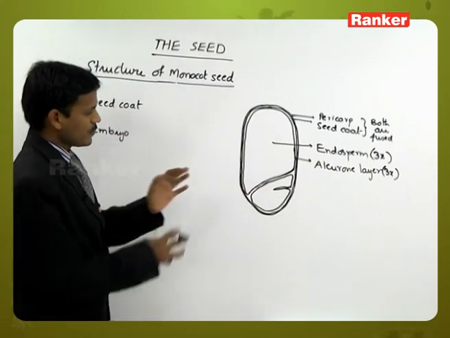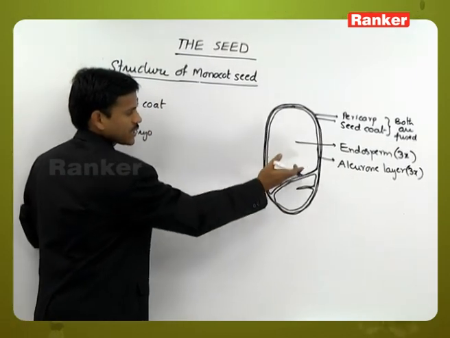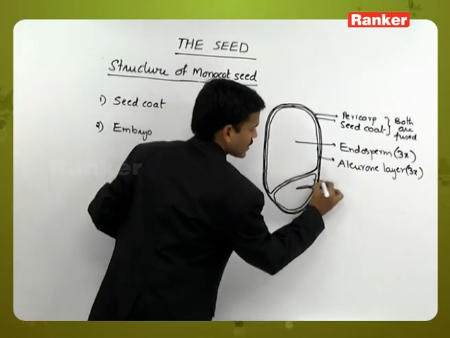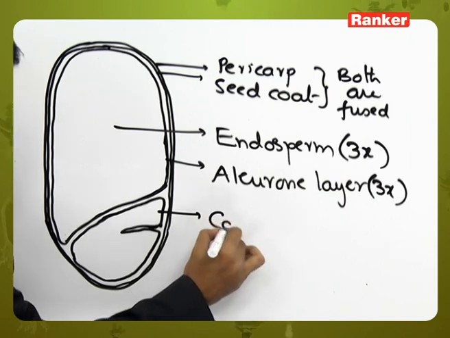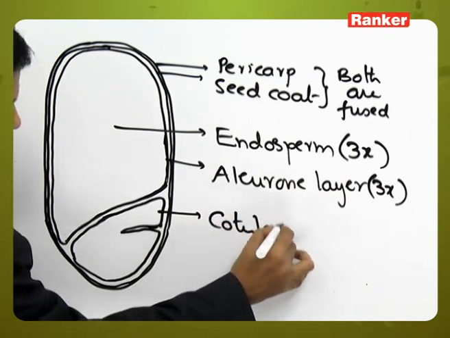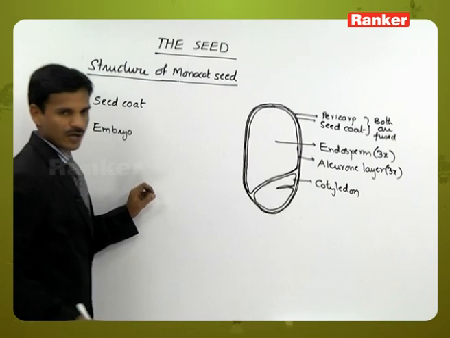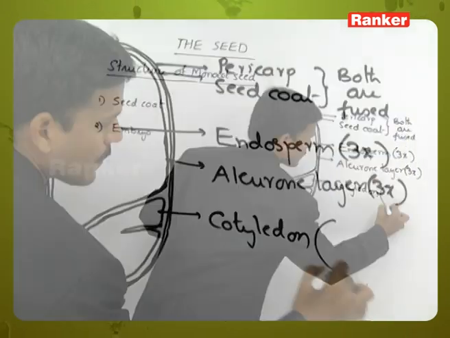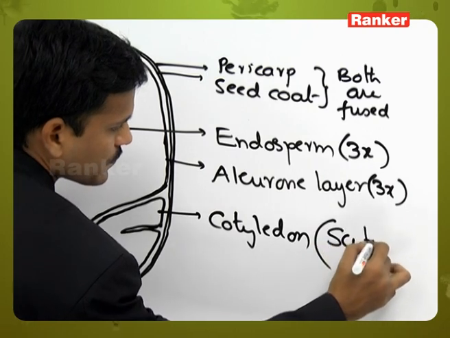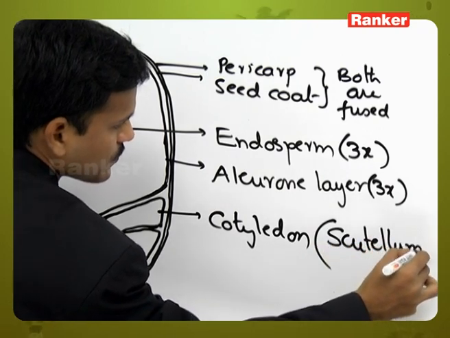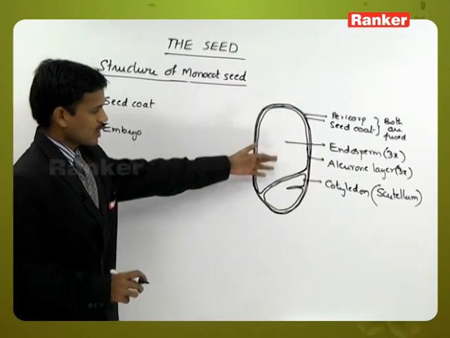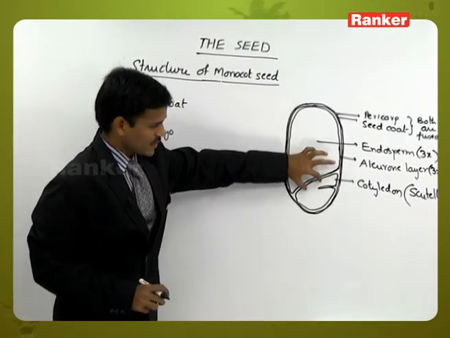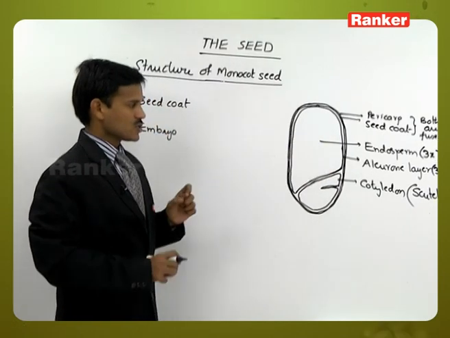Here it is the embryo. The embryo is situated in the groove of the endosperm, and it has only one cotyledon. That cotyledon is called the scutellum. The cotyledon is shield shaped and very large. Only one cotyledon is present, called the scutellum.